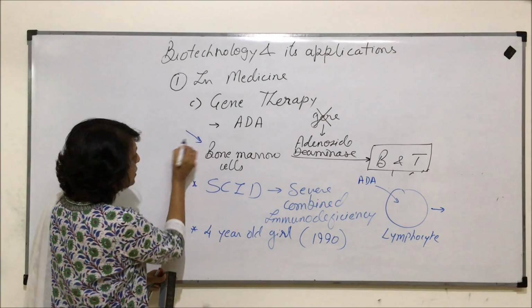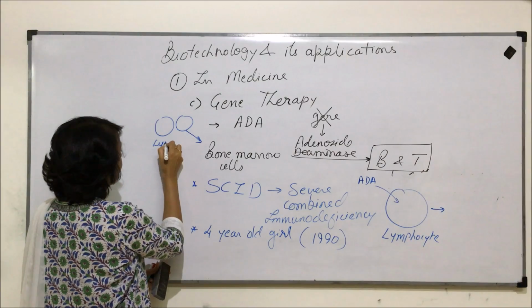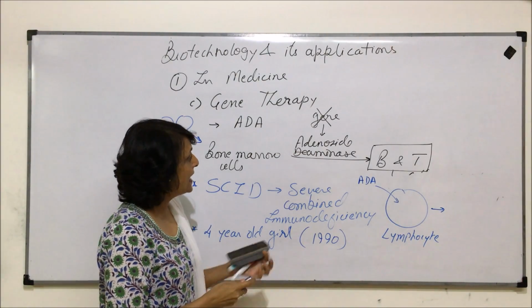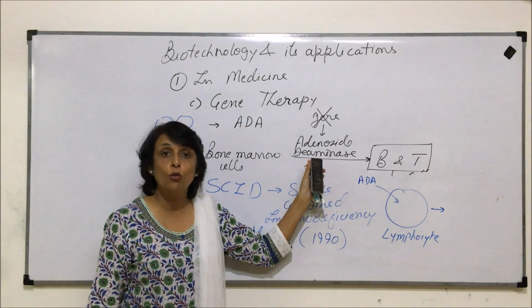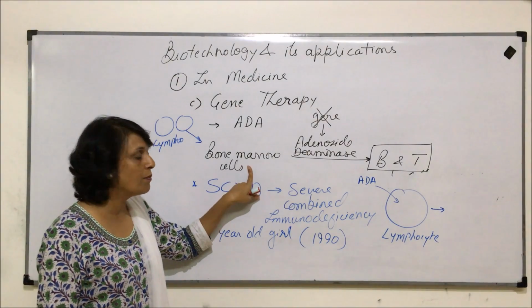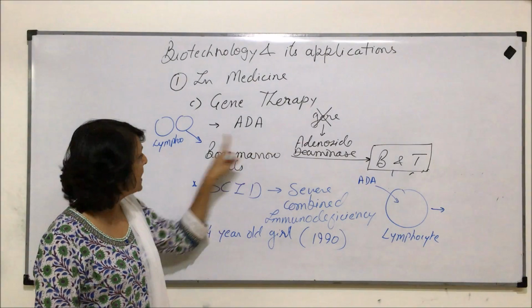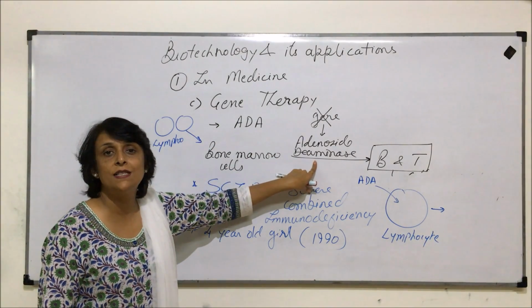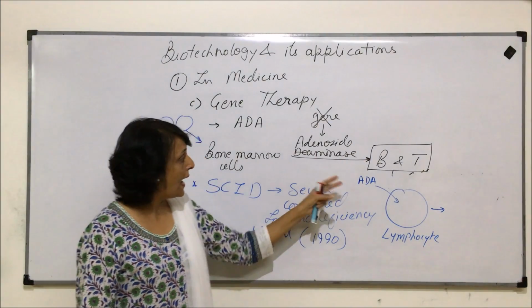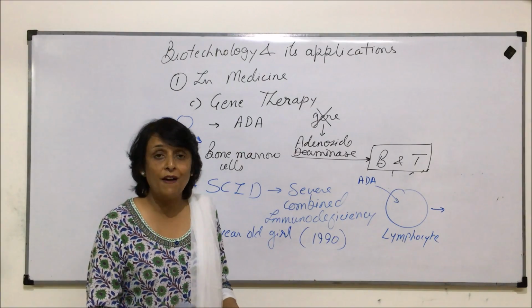So when she was given infusion of these lymphocytes, temporarily this enzyme was synthesized at that location because lymphocytes were given in that site, that is in the bone marrow where this enzyme is required. There is no problem with the cells, and as soon as these lymphocytes produce this enzyme, B and T cells were synthesized. And as B and T cells are synthesized, the immune system gets revived.